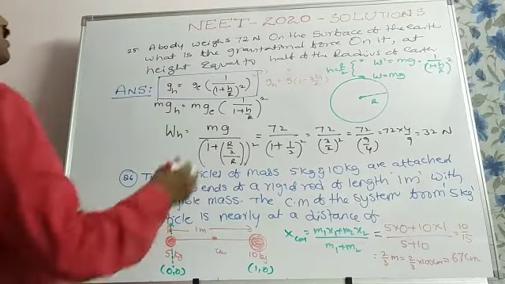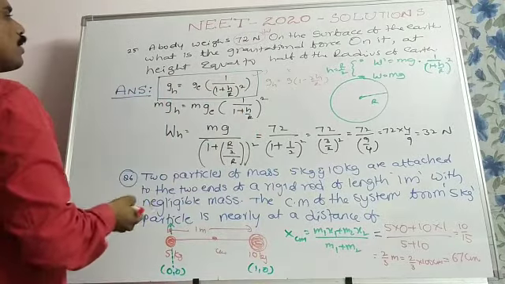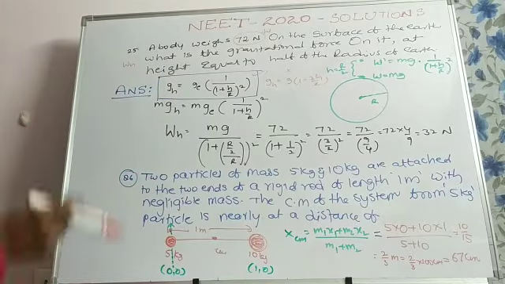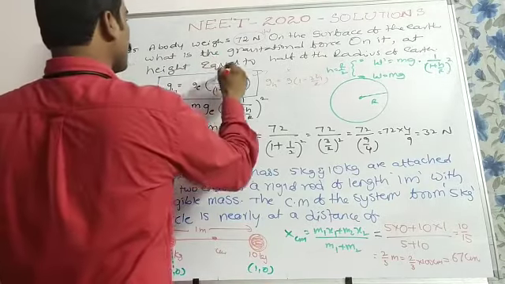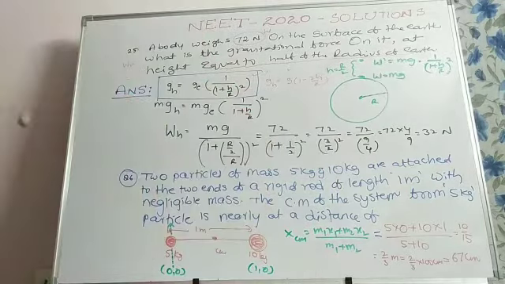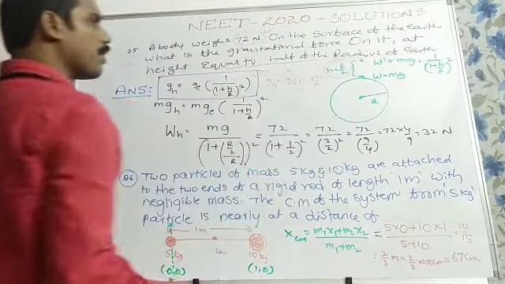And a body weighs 72 Newton. That is the weight on the ground, and we have to find the weight at a certain height. Given that the height is equal to half of the radius of the earth, that is denoted here: h is equal to r by 2.